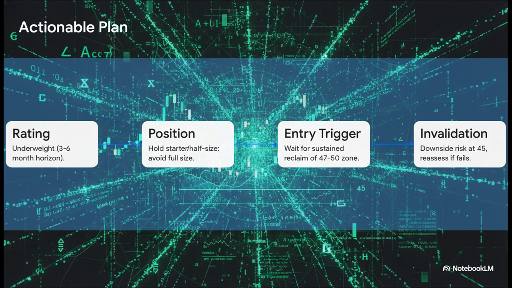Step 3 is the critical entry trigger. Traders must wait for a sustained reclaim of the 50-day moving average, specifically that 47 to 50 zone. And finally, step 4, the strict invalidation rule. Downside risk is heavily concentrated at the 45 support level. If 45 decisively fails, you must reassess immediately as it opens the trapdoor.